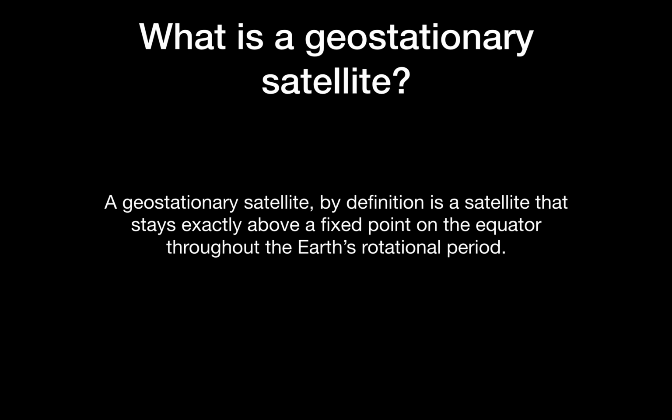Geostationary satellites. This is also asked often in the paper. So what is a geostationary satellite? Just continuing basic etymology, geostationary by definition means a satellite that stays exactly above a fixed point on the equator throughout the Earth's rotational period. So if there is a geostationary satellite right above you, it'll look as though it is above you throughout the 24-hour cycle of the Earth. That's a geostationary satellite.